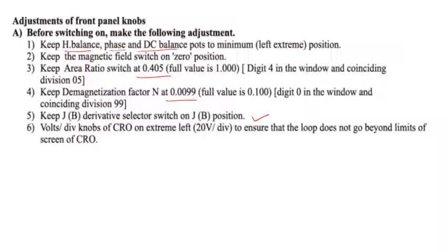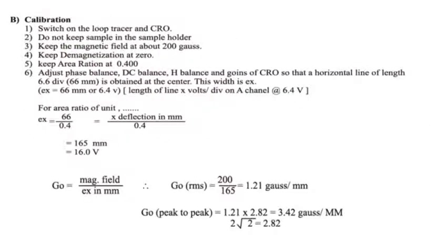We have to turn the volt per division knob of the CRO to the extreme right, so that whatever reading we are taking should not go beyond the limits of the CRO screen. There are a few calculations and calibrations that we have to do before we proceed to the actual experiment. These steps are very important. You have to read these steps one by one and make the necessary changes.